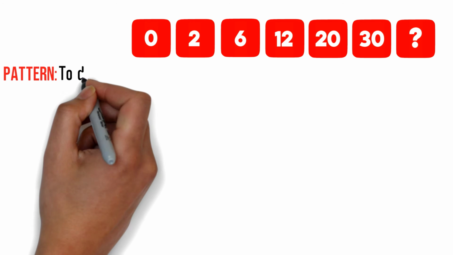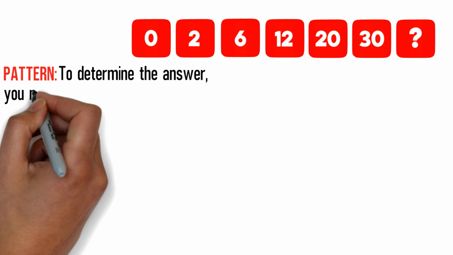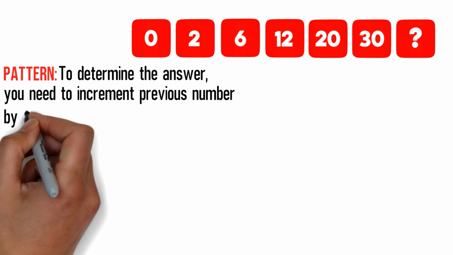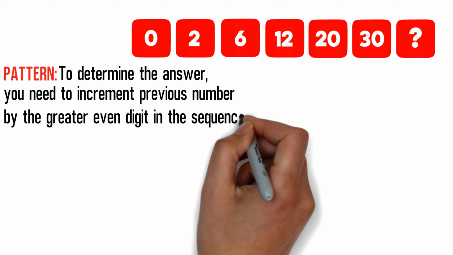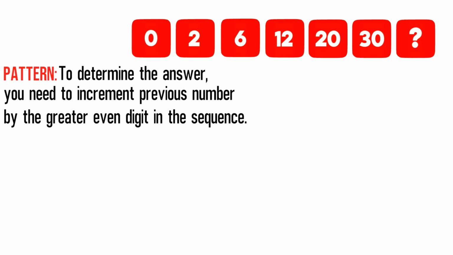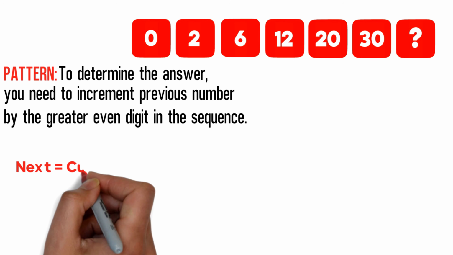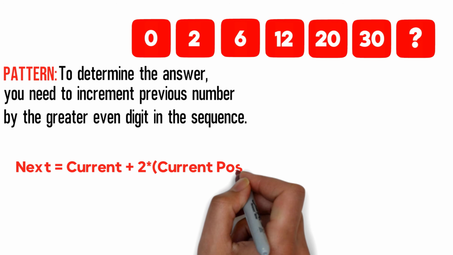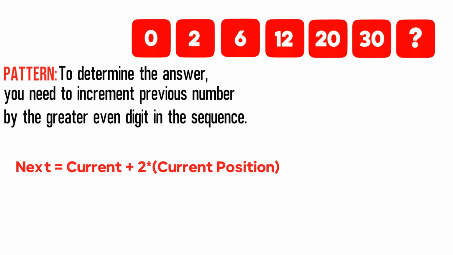As with any type of question, the key is to determine the pattern. To determine the answer in this particular case, you need to increment the previous number by the next greater even digit in the sequence. You can even come up with the formula. In our case, the formula to determine the next number would be current number plus 2 multiplied by current position. Let's see how it works.